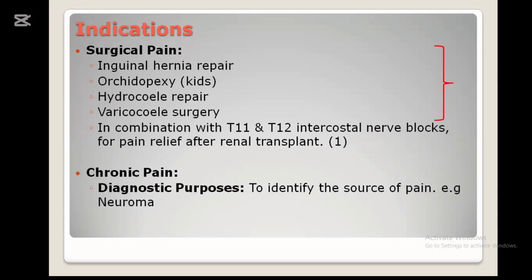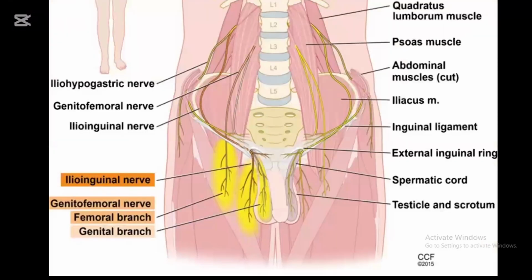And for chronic pain, this nerve block can also be used for diagnostic purposes to identify the source of pain, for example, neuromas. And now coming to the point of how the surgeries can be performed under this block.